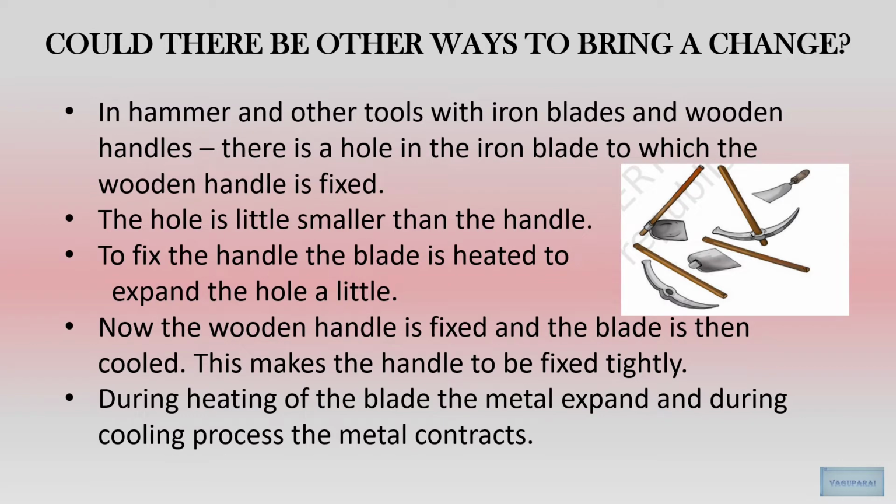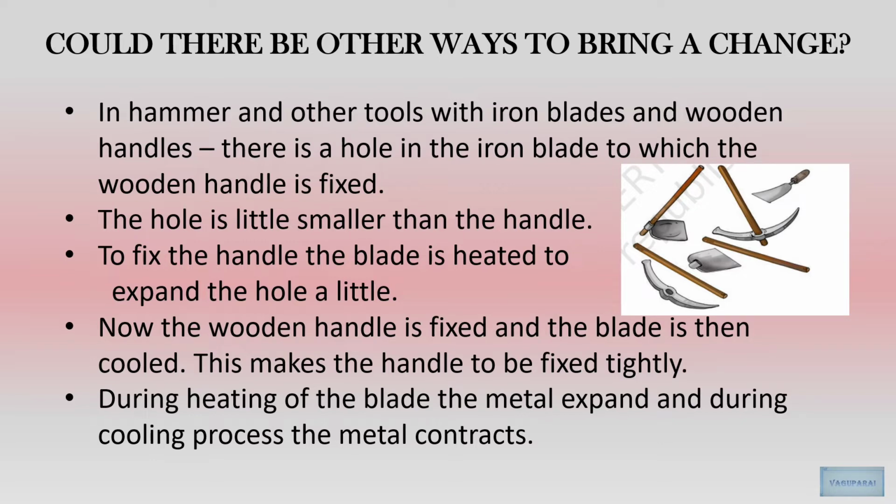Let us, for example, take a few tools that we use regularly, like the hammer, the axe, and so on. Here in these tools, you have iron blades to which a wooden handle is fixed. Now, the blade will have a ring in it. The ring is much smaller than the wooden handle. Why it is so small is that we want the handle to be fixed very tightly. Now, how will you place the handle inside the ring? The ring is very small.